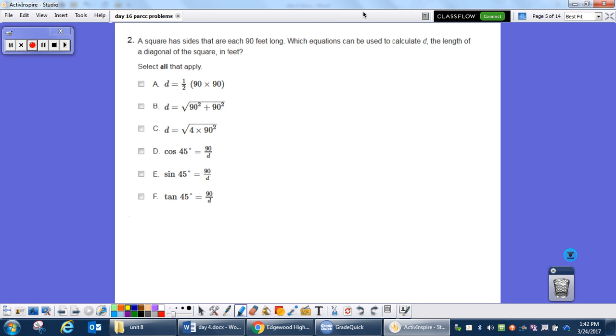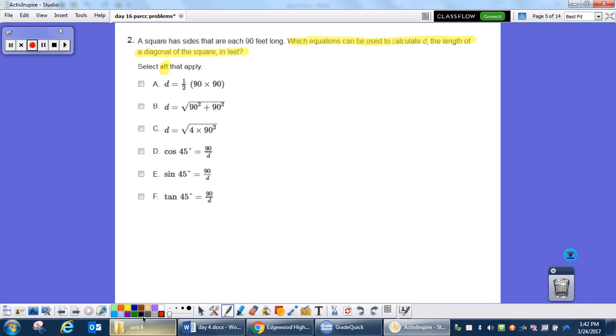So in number 2, a square has sides that are each 90 feet long. Which equations can be used to calculate d, the length of the diagonal? Notice that it says select all that apply, so that means you have more than one answer. Okay? So the actual question part is which equations can be used to calculate d, which is going to be the length of a diagonal.